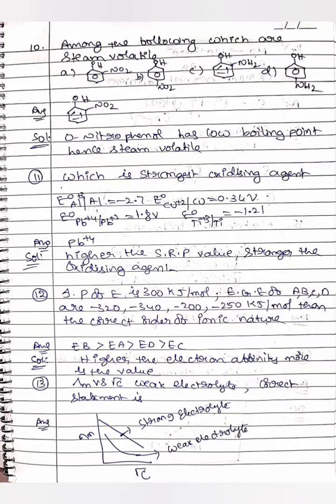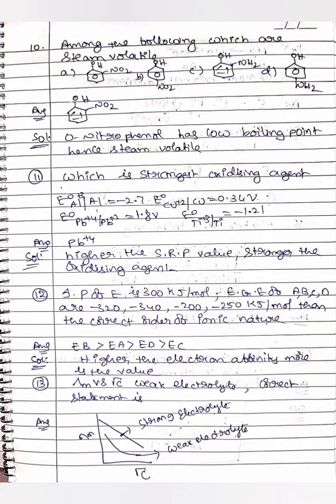Next, the IP of element E they have mentioned, and electron gain enthalpies of 4 elements A, B, C, D they have given, and they are asking us to predict the ionic nature order. As E is fixed, we know not to look at the IP value and check the electron gain enthalpy values. Higher the electron gain enthalpy, you can say higher is the ionic character. So the answer is the next one.